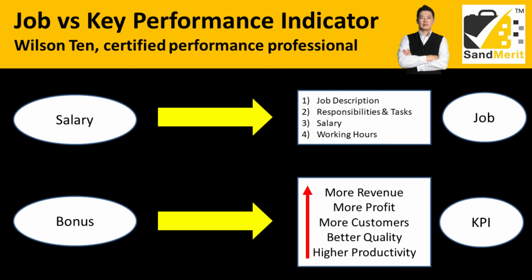What happens when you set attendance as a KPI? It means that you are paying double. You are paying salary for your employee to come on time, and if your employee comes on time, you are also paying bonus, because when your employee comes on time it means they are achieving their KPI, so you are paying bonus. You are paying double here.